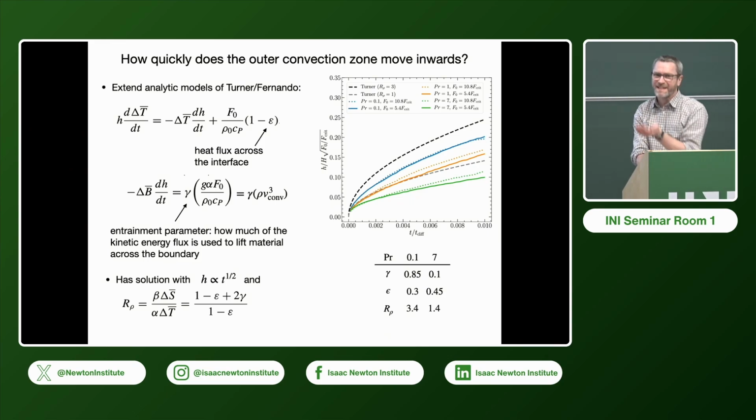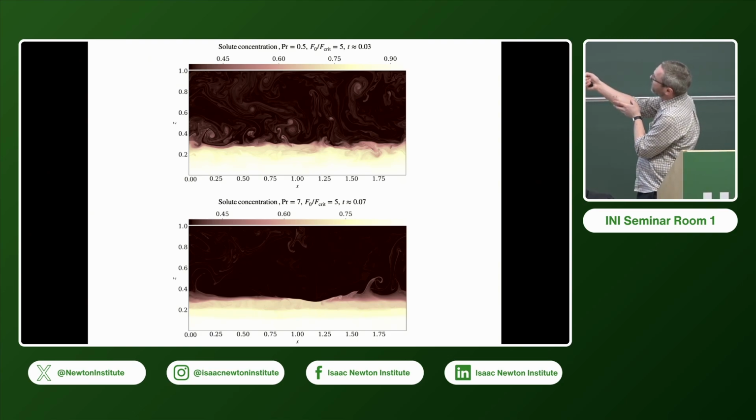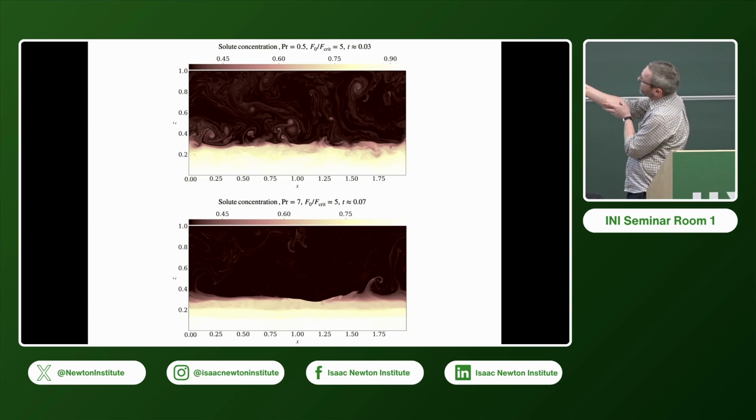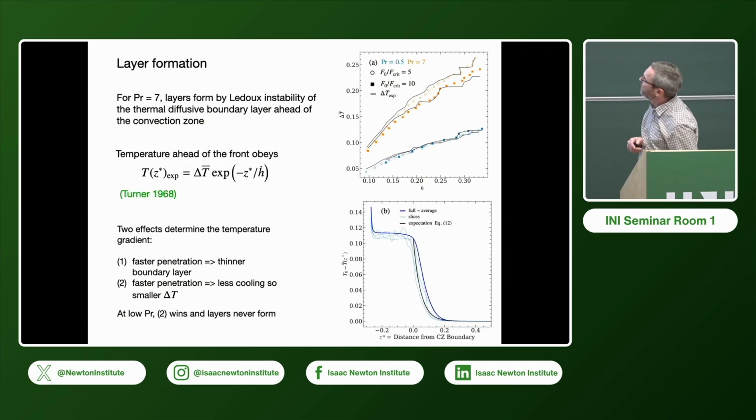Now, why is that? So how are these layers forming? Well, here's just a picture. So here you can see Prandtl 0.5. We don't see long-lived layer structures forming. Prandtl 7, you get these very long-lived secondary layers. And you see it in the profiles too. Maybe I don't need to dwell on that right now.